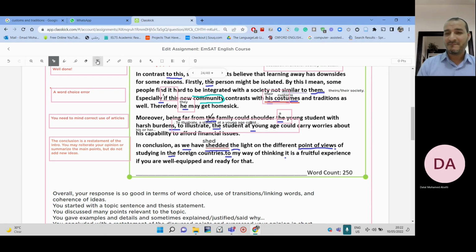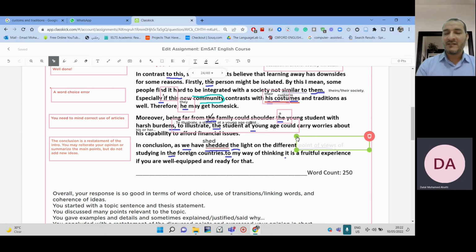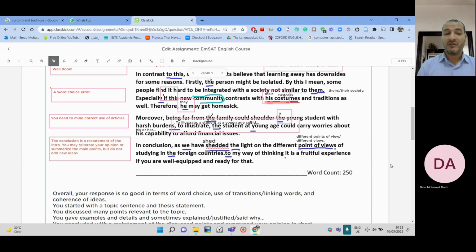Does it make sense? Yeah, of course. So we say different points of view, or different views. Now I know the mistake I made here. I should say "foreign countries" without "the." Don't specify. Also I was supposed to write "Capital" after "to my way of thinking," comma. And comma. Yes, that's all.